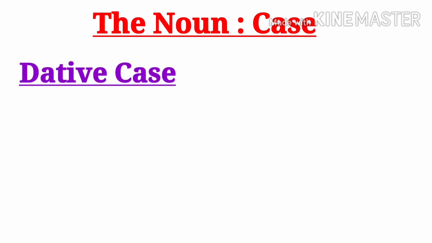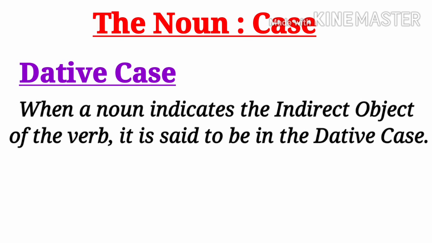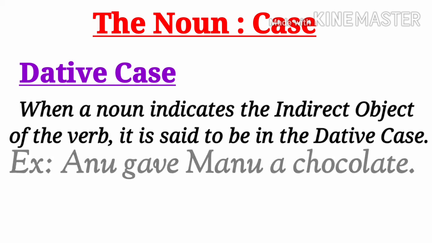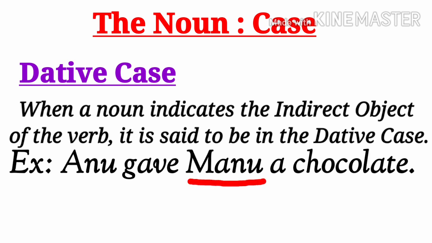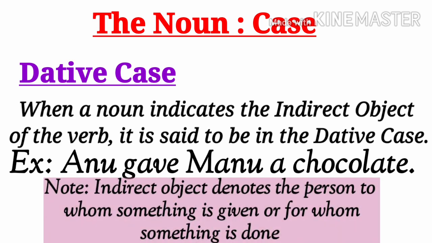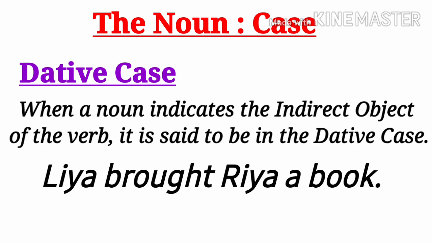Dative case. When a noun indicates the indirect object of the verb, it is said to be in the dative case. For example, Anu gave Manu a chocolate. In this sentence, Manu is the person to whom Anu gave a chocolate. So, Manu is the indirect object. Indirect object denotes the person to whom something is given or for whom something is done. Leah brought Ria a book. Here, Ria is the indirect object and said to be in dative case.